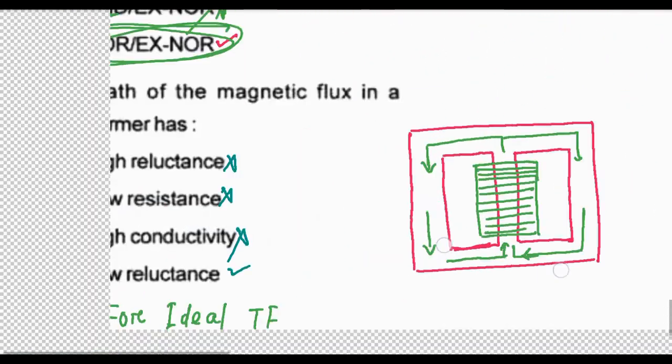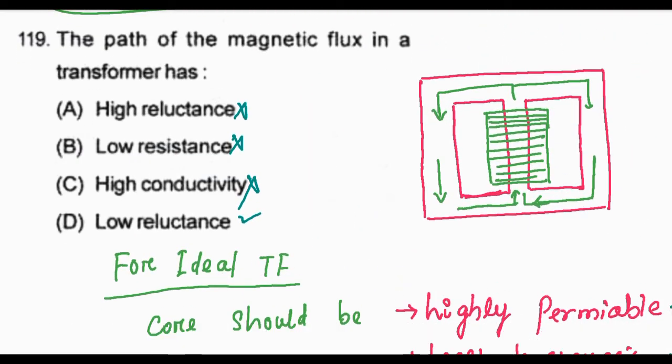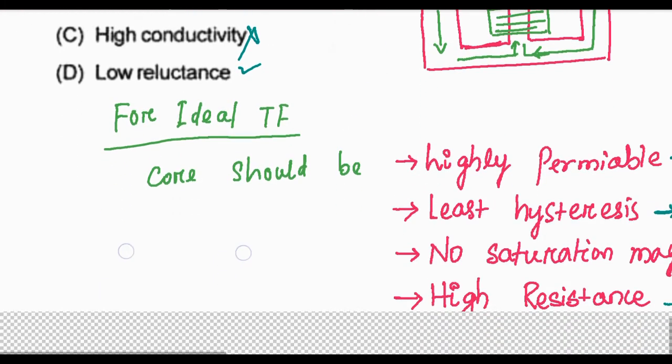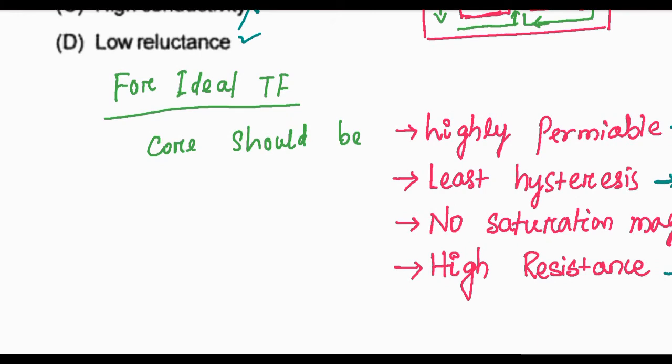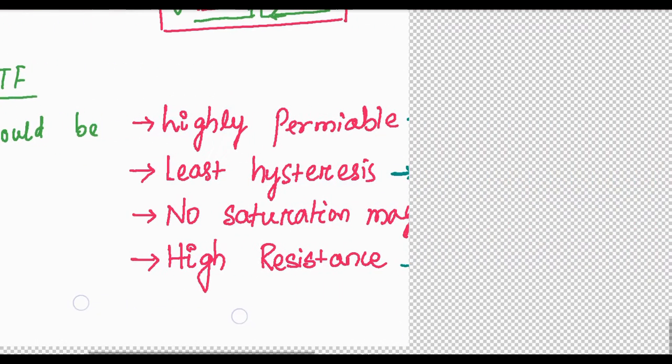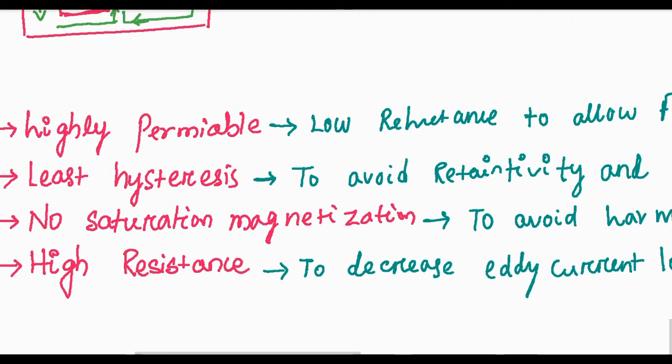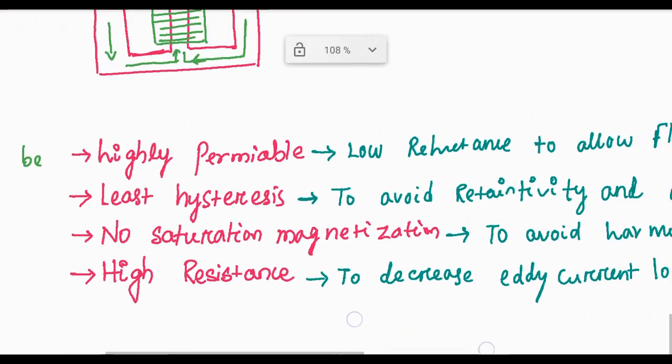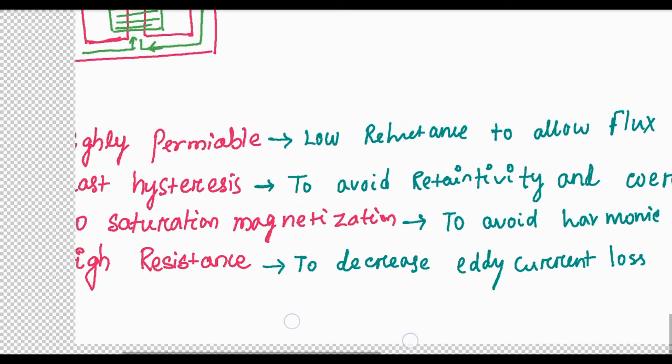Next question is: the path of the magnetic flux in a transformer has option A high reluctance, option B low resistance, option C high conductivity, option D low reluctance. So what should be the core material for an ideal transformer? This should be highly permeable, that is low reluctance, to allow the flux.